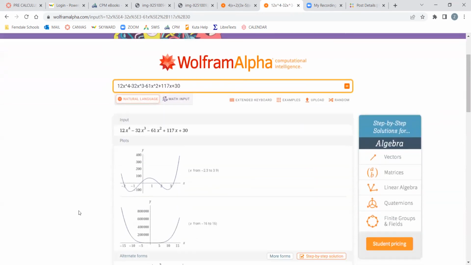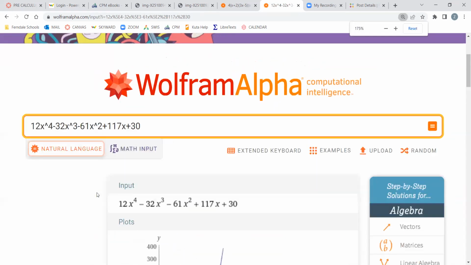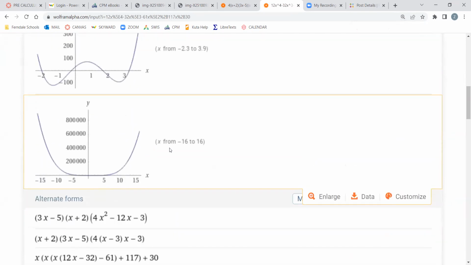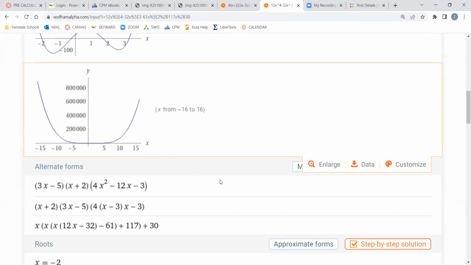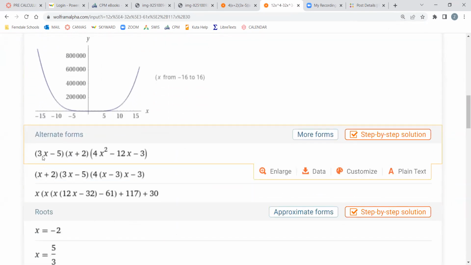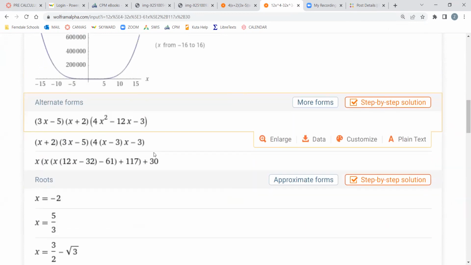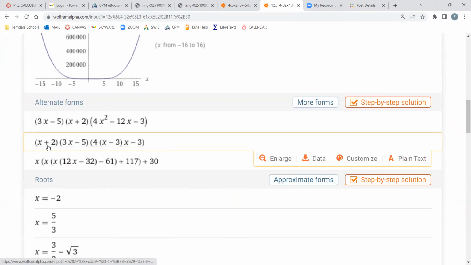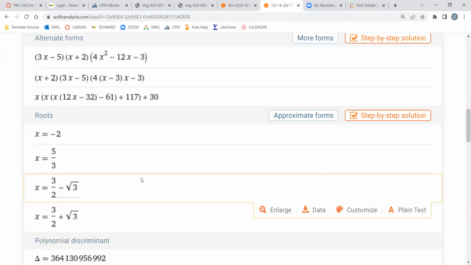So look, it graphed it. It gave us this nice graph. Can you guys see that all right? Let me see if I can zoom a little bit. And then it graphed it again with another weird axis. And then it's giving us these alternate forms. Check that out. That's exactly what we got refactored, isn't it? And then I don't know why this is helpful, but it did that for us too. There are our roots.